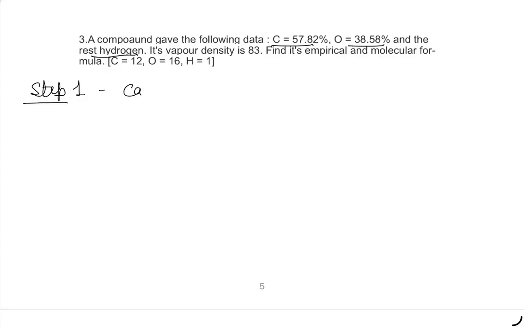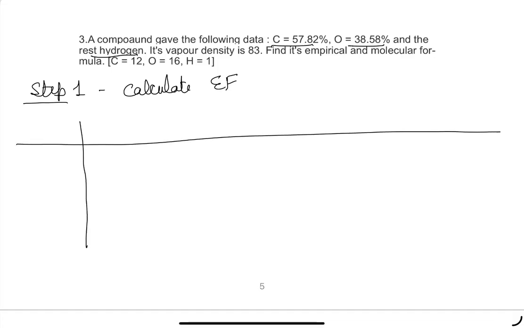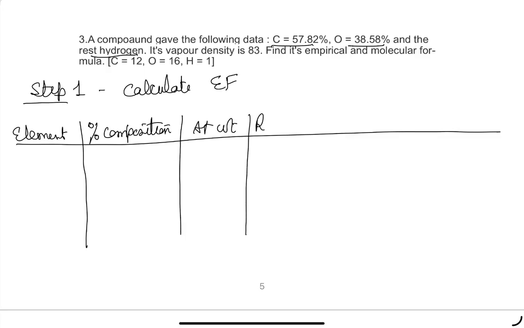to calculate the empirical formula. Same thing again, I am going to make that tabular column, which is the element, percentage composition, atomic weight, then relative number of atoms, then simplest ratio.